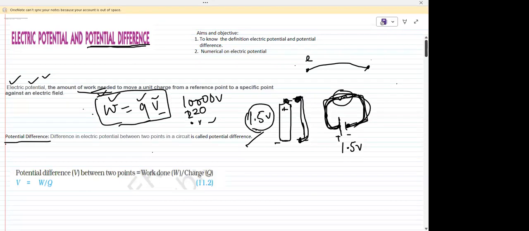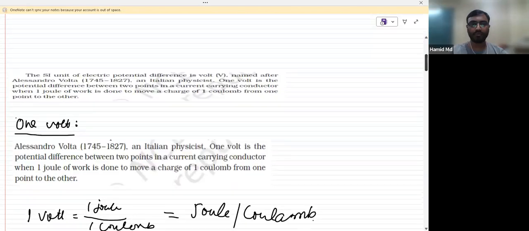Okay, so I think we have left out some introduction. Electric potential difference is named after Alessandro Volta. He lived from 1745 to 1827. He was an Italian physicist. 1 volt is the potential difference between 2 points in a current carrying conductor when 1 joule of work is done to move 1 coulomb of charge from one point to another point. This is the definition of 1 volt.